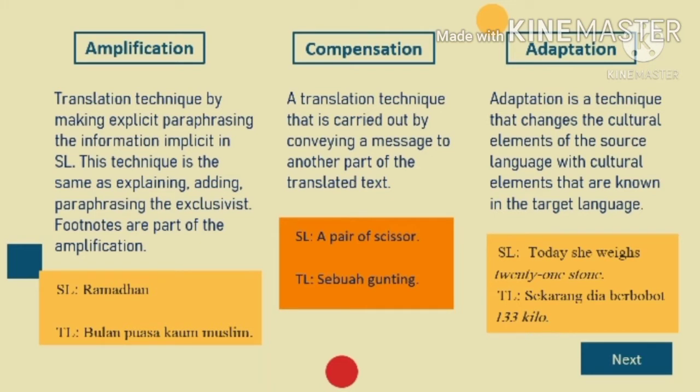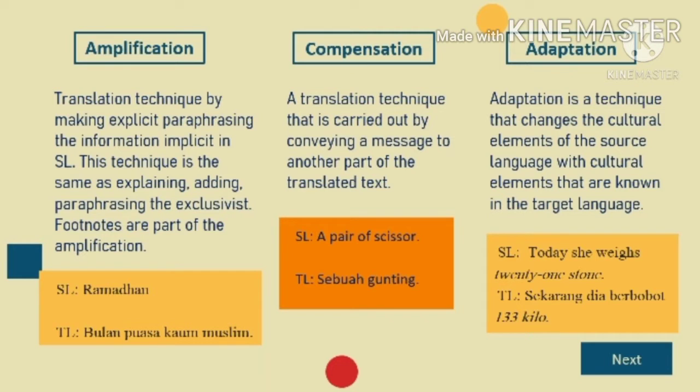Amplification. This technique is the same as explaining, adding, prefixing the exclusivist. For the example, Ramadan, translated to bulan puasa kaum muslim. And then compensation is a translation technique that is carried out by conveying a message to another part of the translated text. Look at the example, a pair of scissors, translated to sebuah gunting.